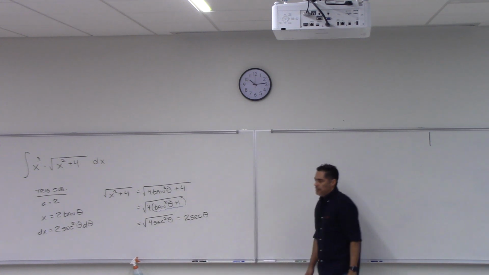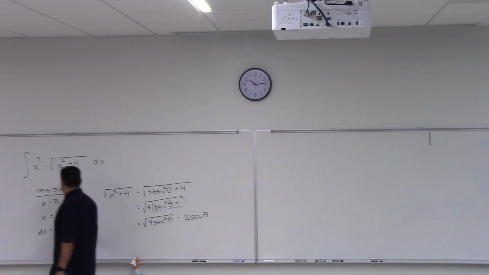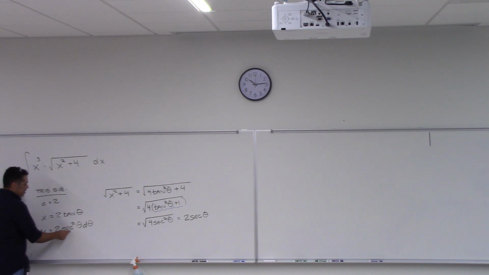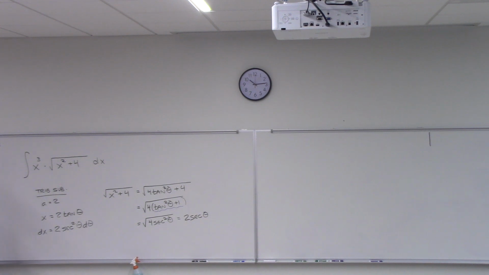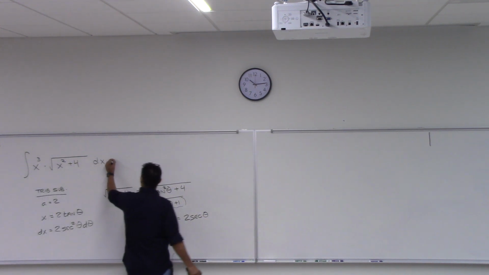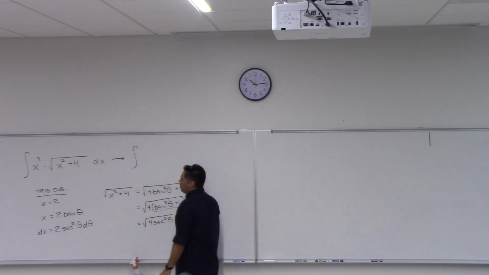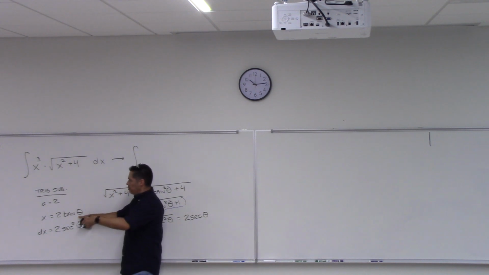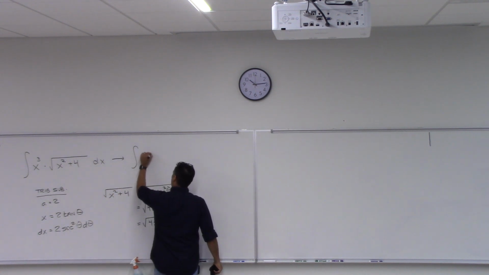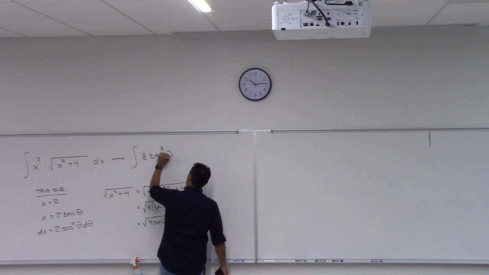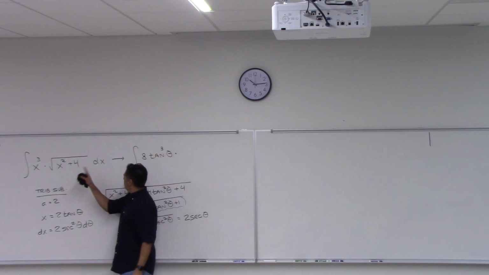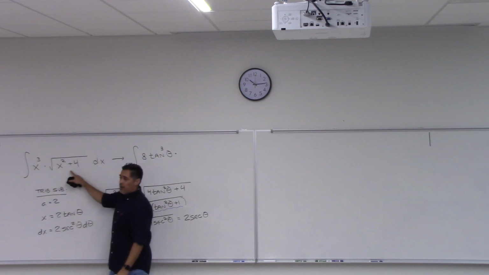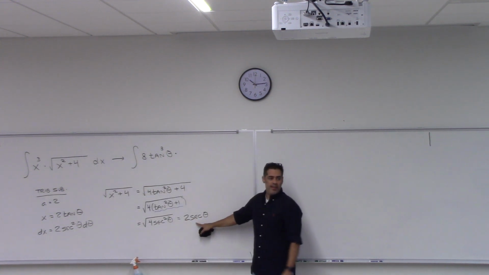So by making this trig sub, I'll replace all my x's with 2 tan theta. I'll replace dx with 2 secant squared theta d theta. And the square root piece is going to turn into 2 secant theta. Now I'm just going to rewrite the problem. x cubed is the first piece, so I've got to cube this: 2 times 2 times 2, 8, and then tangent cubed theta. Now the square root of all that, we said, was 2 secant theta.